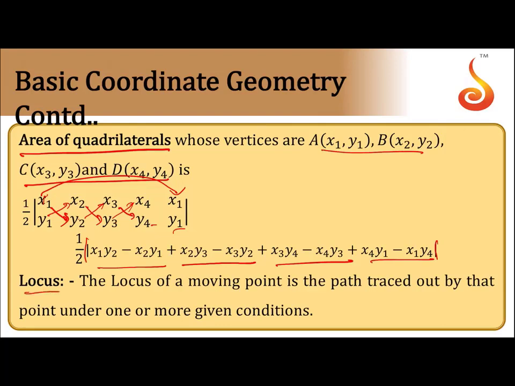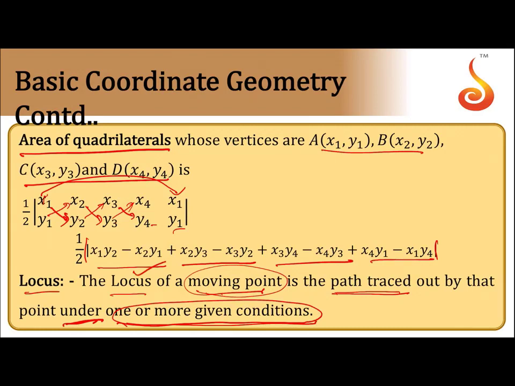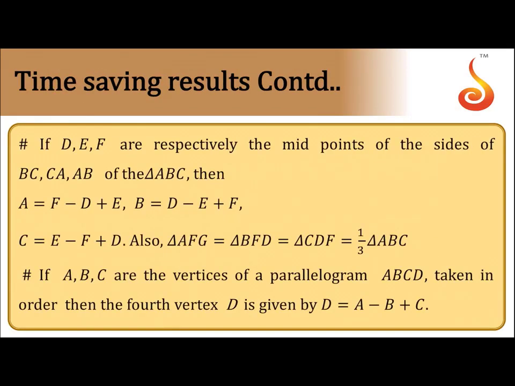Coming to the next concept, which is about locus. What is meant by locus? The locus is nothing but the curve, the path traced by a moving point under one or more given conditions. So the path of a moving point under one or more given conditions is called the locus. Coming to some important points which may save your time in simplifying the problem.